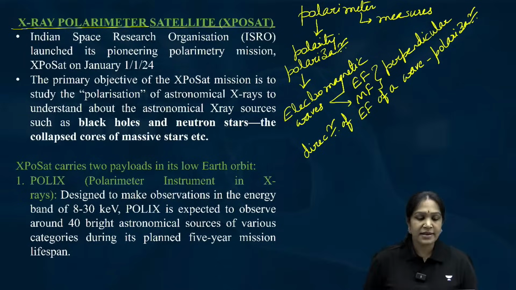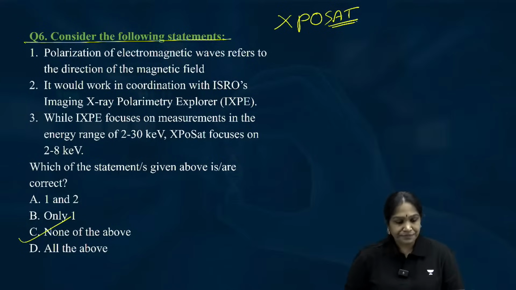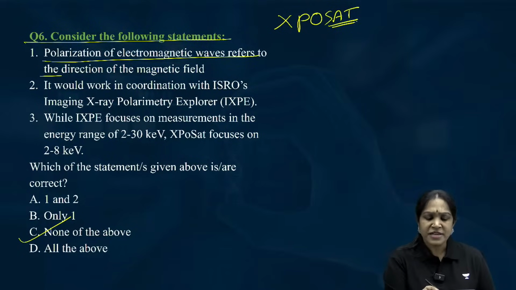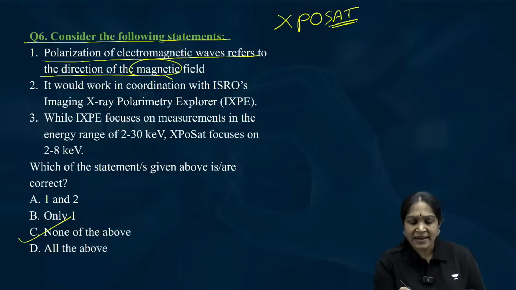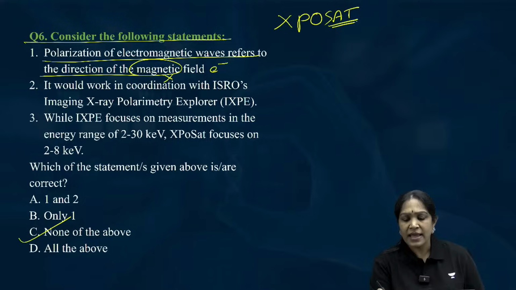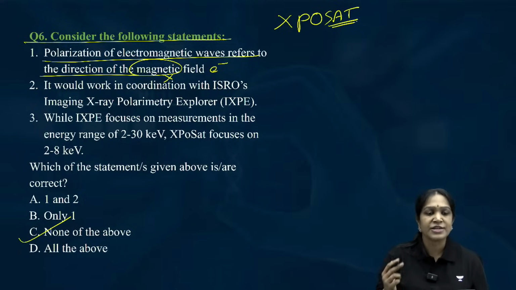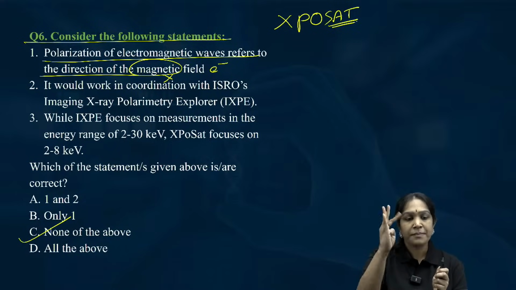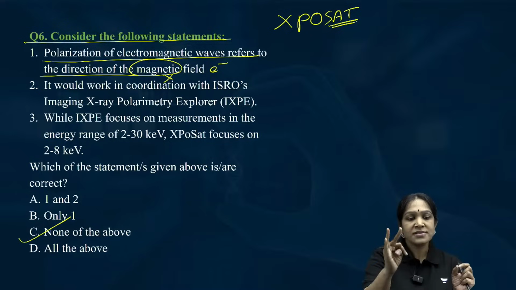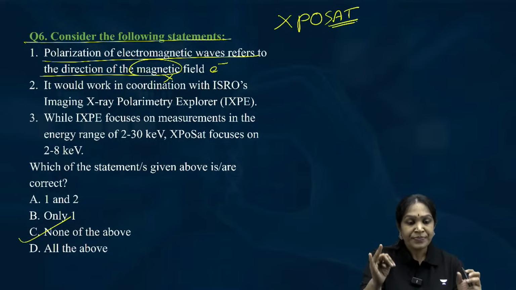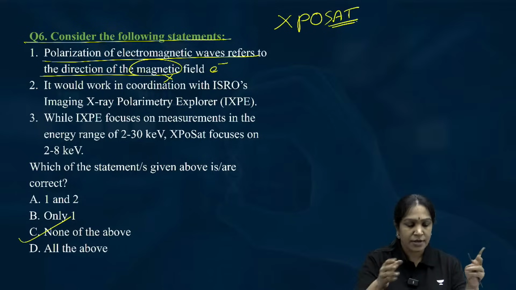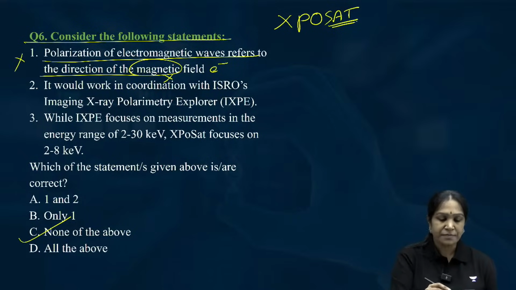Is it clear? Okay, right. Then: polarization of electromagnetic waves refers to the direction of the magnetic field. Wrong. Electric field. An electromagnetic wave has two fields, electric and magnetic, perpendicular to each other, and the direction of the electric field is called polarization. So that is the reason why this statement is wrong.